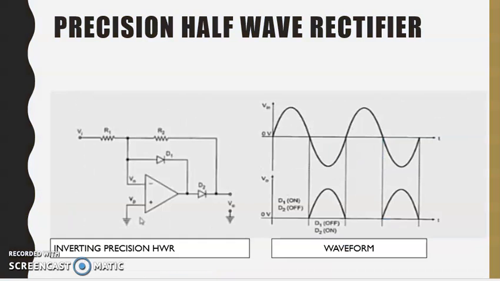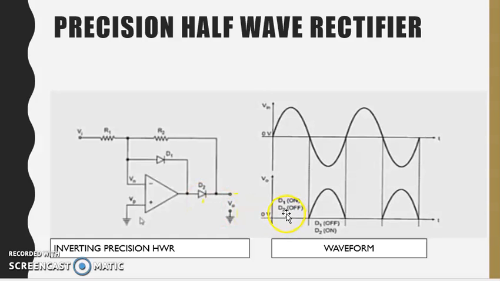Next we will see the precision half wave rectifier, the inverting rectifier. In the inverting rectifier, we add one diode here in the feedback path. Here we give input at the negative terminal, so we call it inverting, as you know. So in this inverting precision half wave rectifier, you can see that when D1 is on, at that time D2 will be off due to the reverse bias condition. D2 will be off.